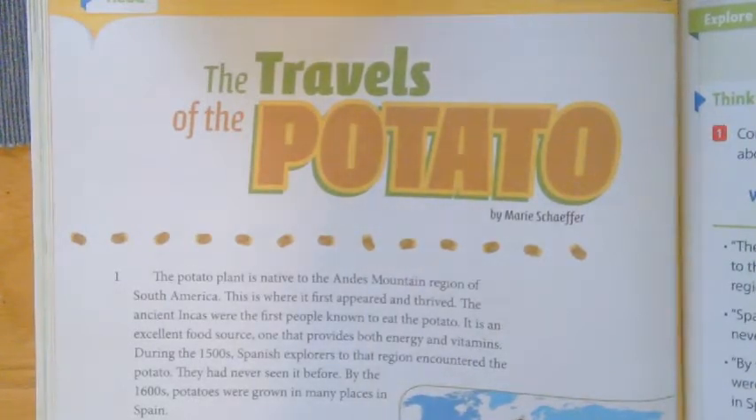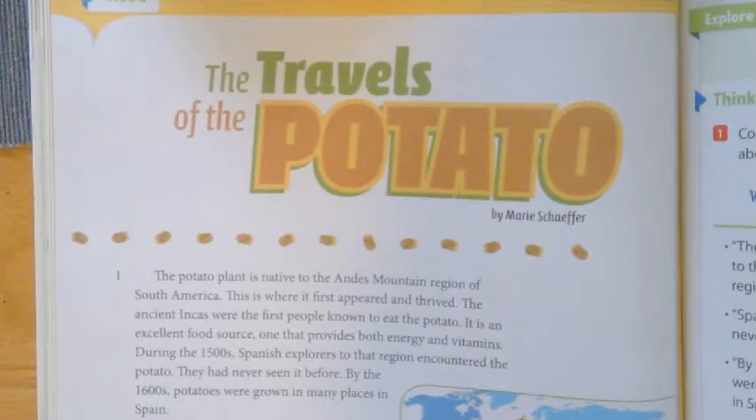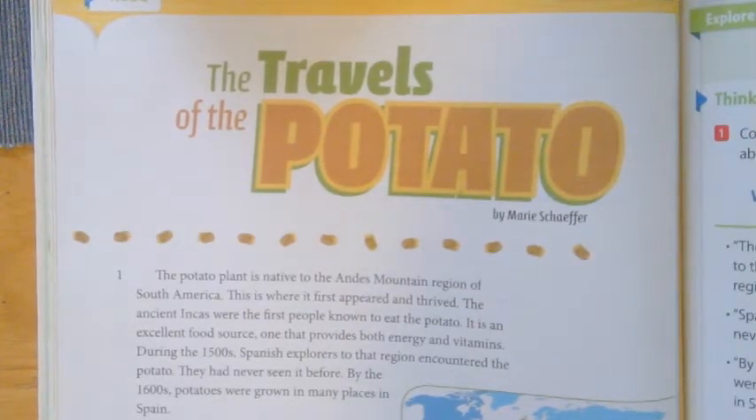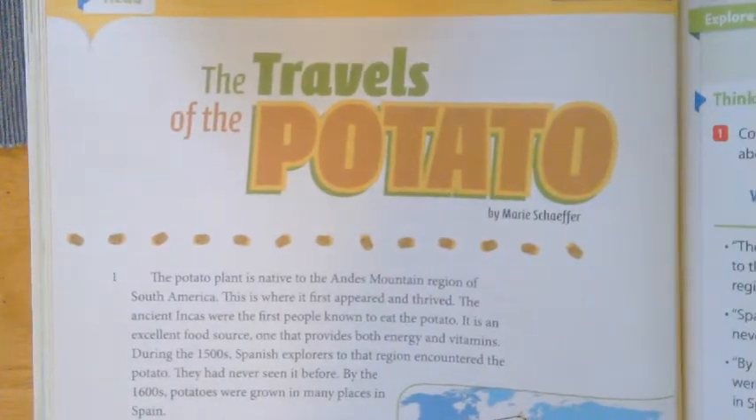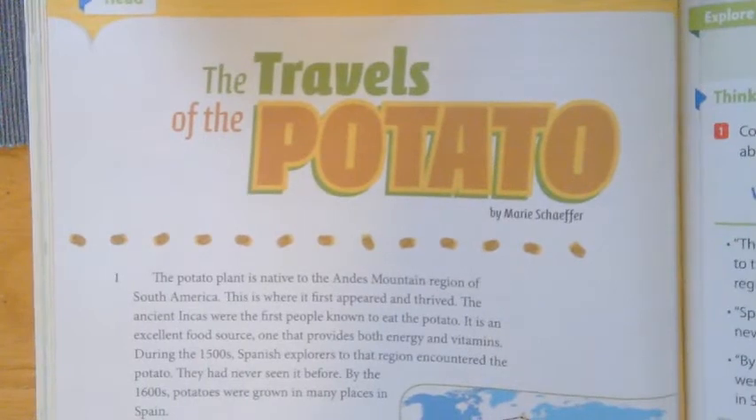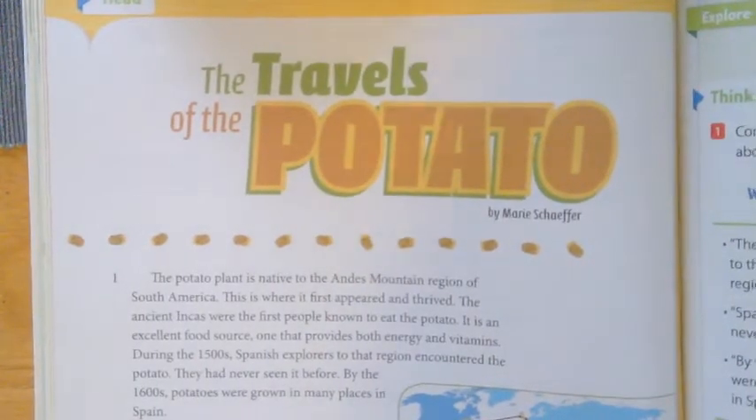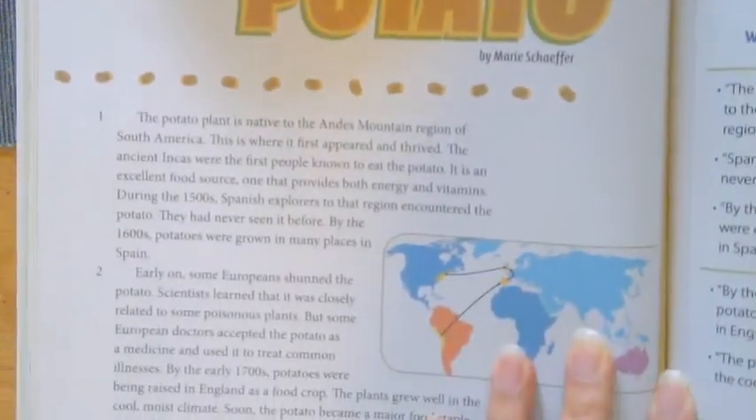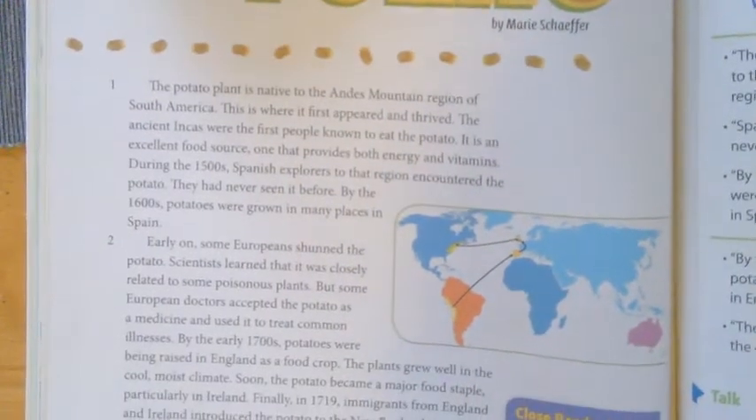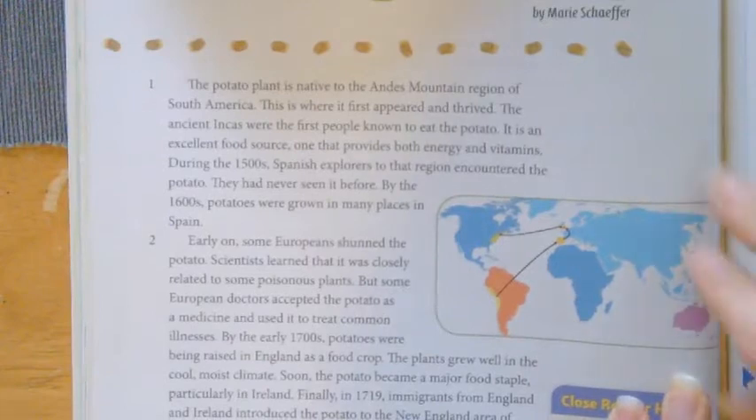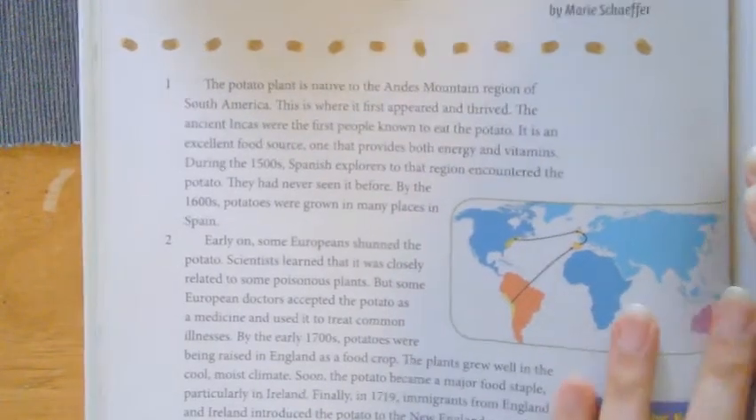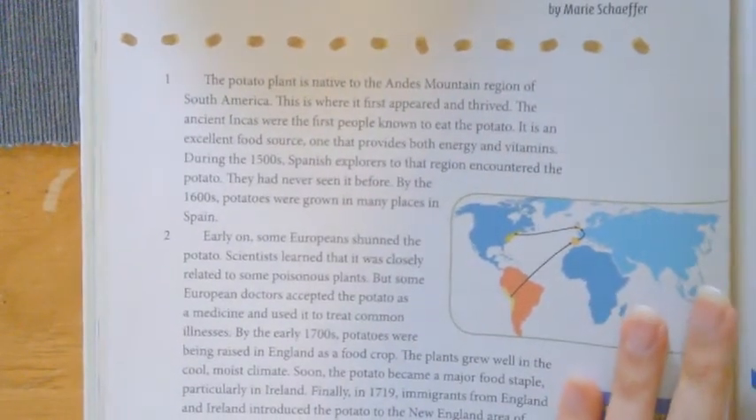So today we're going to continue making an inference using evidence from the text as well as personal experience. Today's text is called The Travels of the Potato by Marie Schaefer. We're going to read two short paragraphs, and then we're going to see how we can get some information from the text and how that supports our inference.